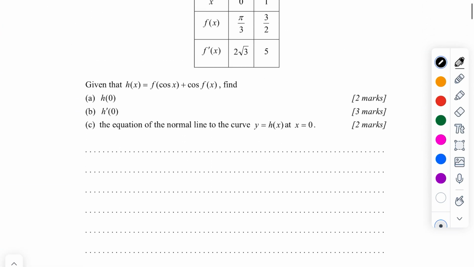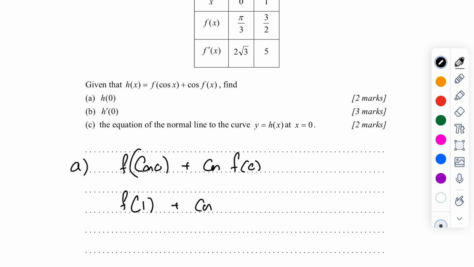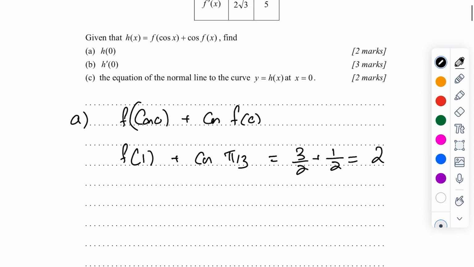Question number 3, h of 0. h of 0 means f of cos of 0 plus cos of f of 0. Cos 0 is 1, cos of f of 0 is pi by 3. So f of 1 is 3 upon 2, cos pi by 3 is 1 upon 2, which gives 2.